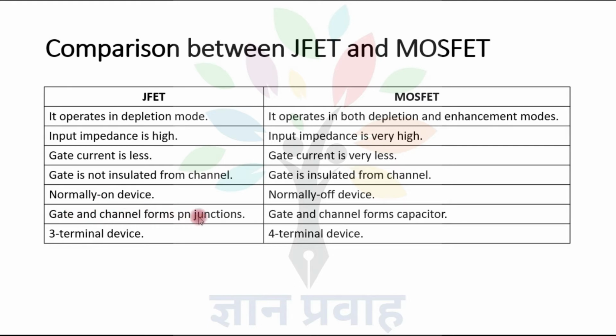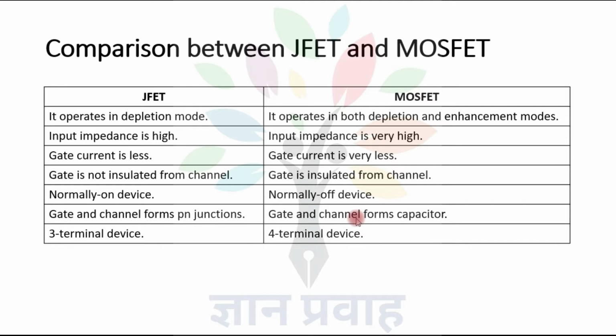Gate and channel form a PN junction in case of JFET, while gate and channel form a capacitor effect in case of MOSFET. That is the important difference between JFET and MOSFET. So MOSFET behaves like a capacitor, with the metal and semiconductor as the two conducting plates, and inside these two conducting plates an insulating material, that is the SiO2 layer, is present. That's why the MOSFET configuration provides the property of a capacitor.